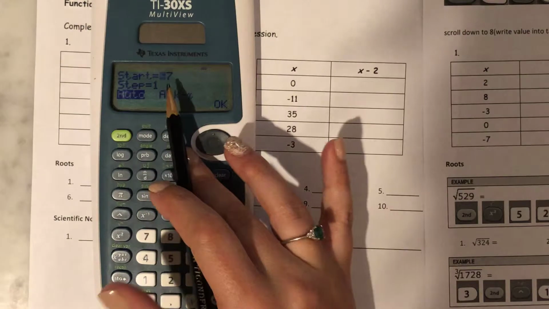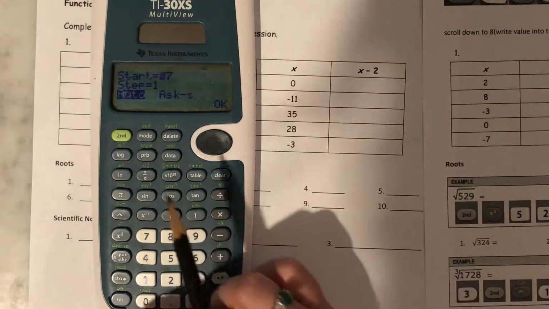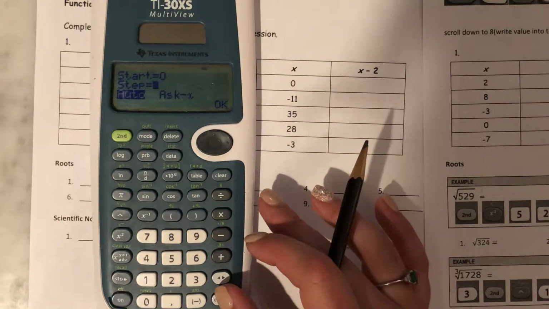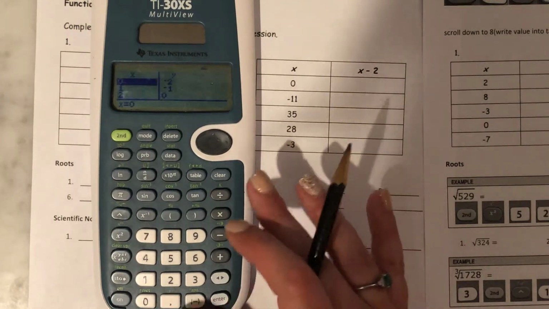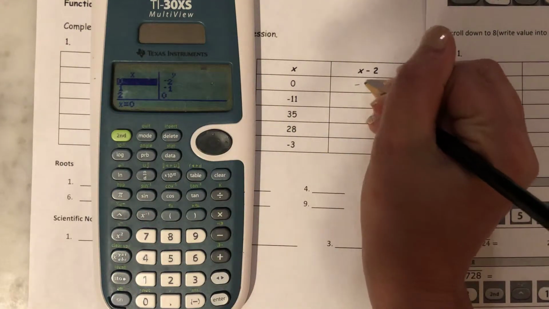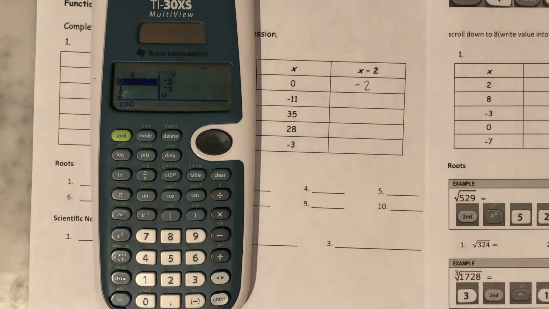It says start. We want our starting point to be 0, because that's the first value we need to know. So 0, equals, or enter, get to that, okay. So when x is 0, y is going to be a negative 2. Makes sense, 0 minus 2 is negative 2.